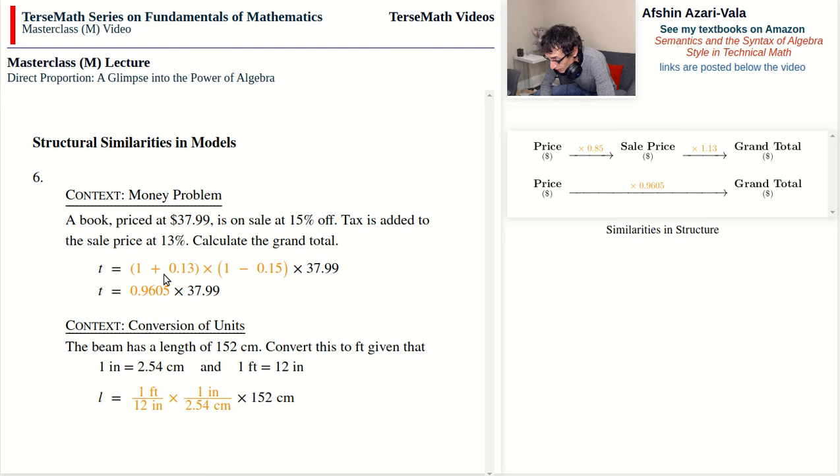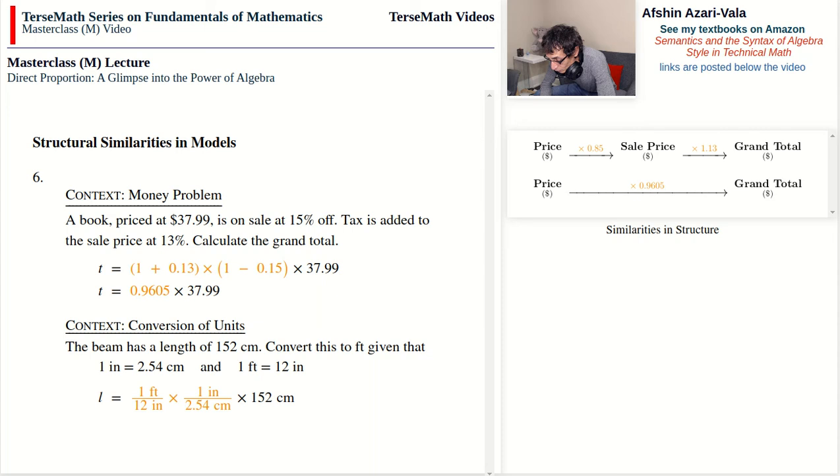And if you notice, these two factors here allowed us to go from the start to an intermediate value and then from there to the end. And when we multiplied them and reduced that to one number, we pretty much connected the start to the end. The same thing happens here.